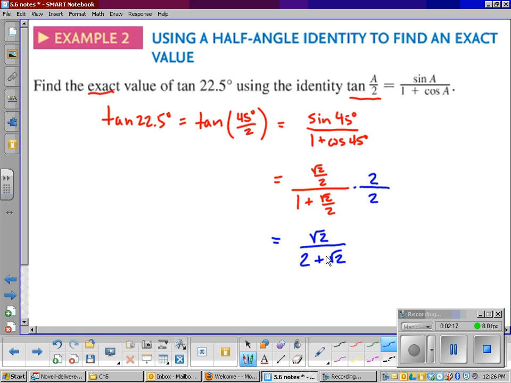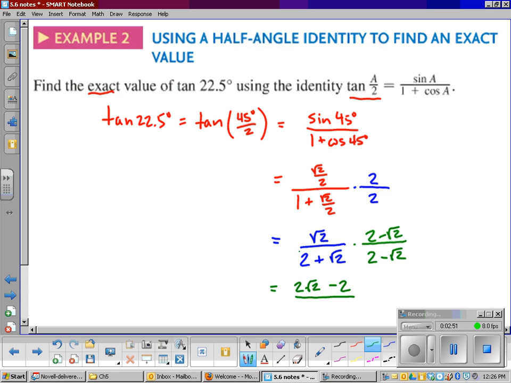Now I need to rationalize this because I have the radical in the denominator, but since there are 2 terms in the denominator, to rationalize that, I need to multiply top and bottom of the fraction by the conjugate of that denominator. 2 plus the square root of 2 has a conjugate of 2 minus the square root of 2. If I multiply the denominator by that, I have to multiply the numerator by that as well. So let's distribute in the numerator, 2 times the square root of 2 for the first term, and the square root of 2 times the square root of 2 is just 2.